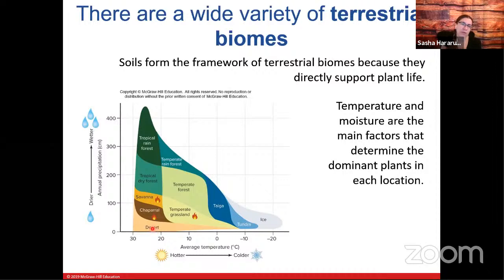Another takeaway from this graph should be that as the annual rainfall in the area increases, the more trees there are, the more trees can survive in the area.